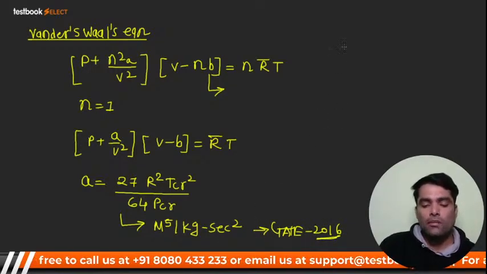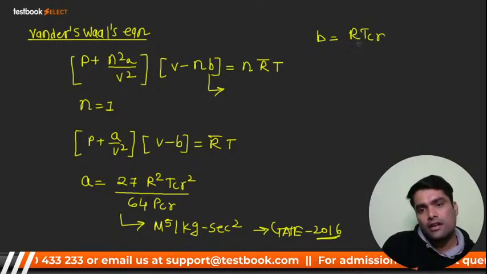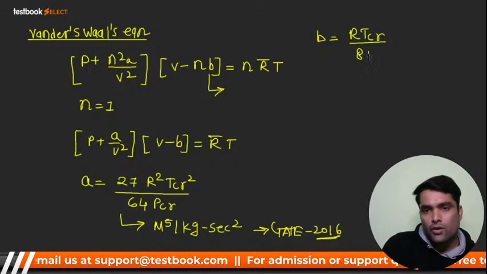Okay, my dear, what about b? So b is nothing but what बच्चा? It is R T critical temperature divided by 8 into P critical.